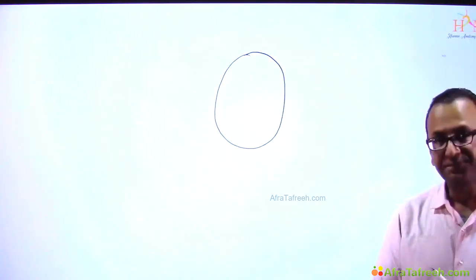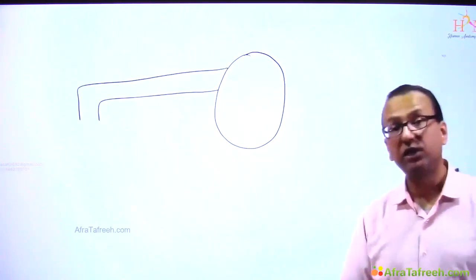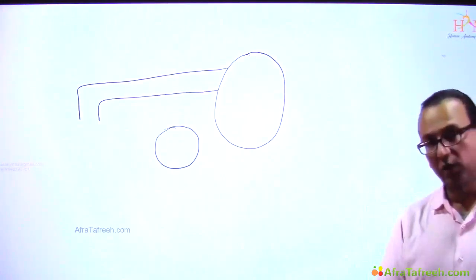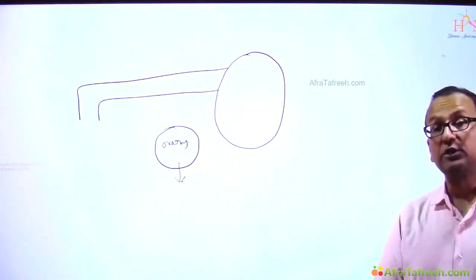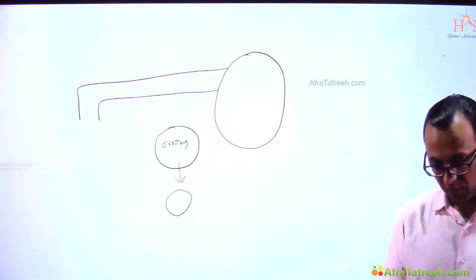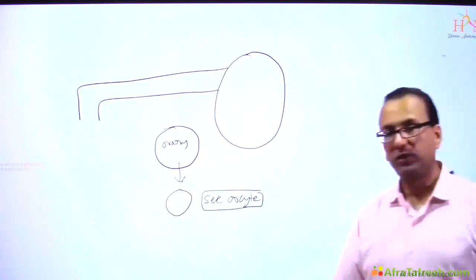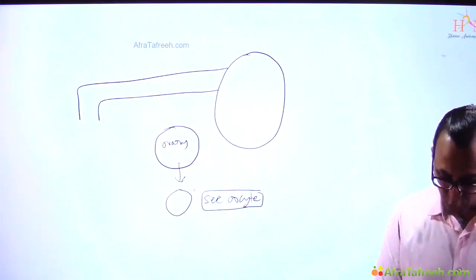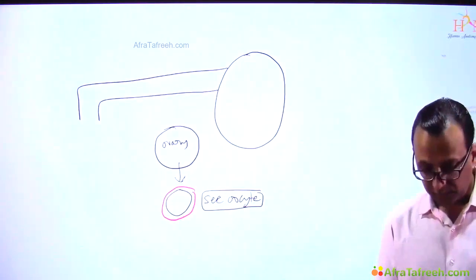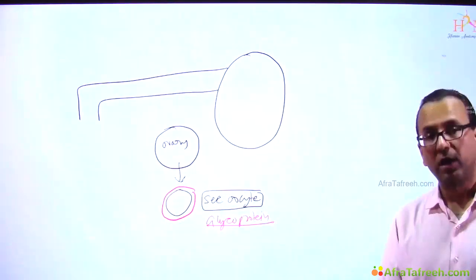So let us draw the diagram of the uterus here, and this is the uterine tube, and then we have the ovary here which is undergoing ovulation. As the ovary is undergoing ovulation, the cell which is found there is called the secondary oocyte. The secondary oocyte which is undergoing ovulation is covered by a glycoprotein membrane, and that glycoprotein membrane is called the zona pellucida.